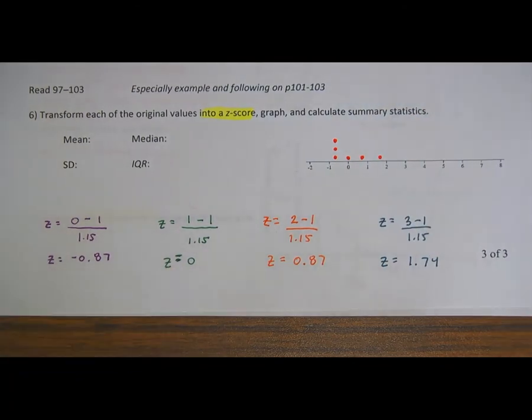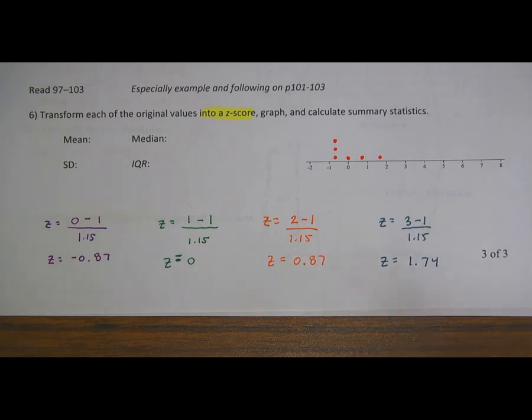Interesting. From the very top of your page to right here, did the shape change at all? It sure didn't. So, on a test question, if it says the original data is left skewed, and you standardize everything, what will the shape of the new one be? It's still going to be left skewed, okay?